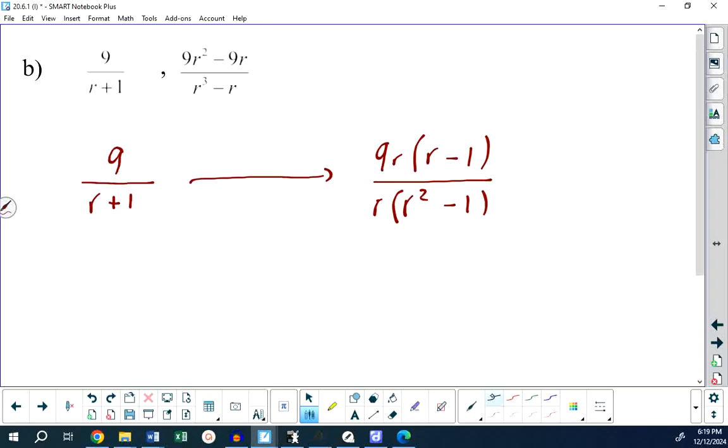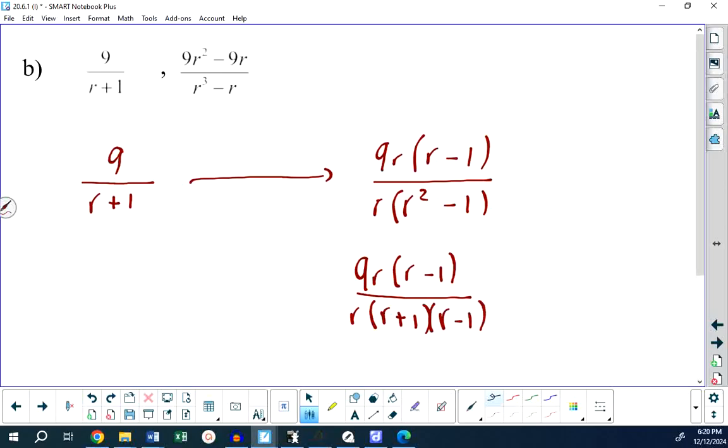In the numerator, I can factor out a 9r, leaving me with r minus 1. In the denominator, I can factor out an r, leaving me with r squared minus 1. And I can go even further, because r squared minus 1 is r plus 1 multiplied by r minus 1.